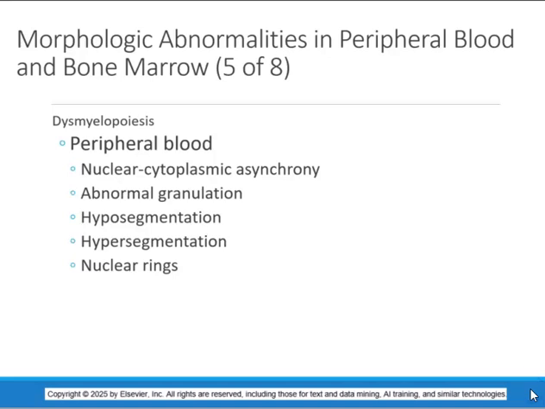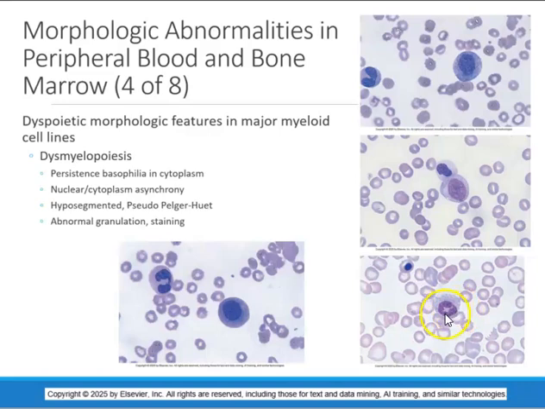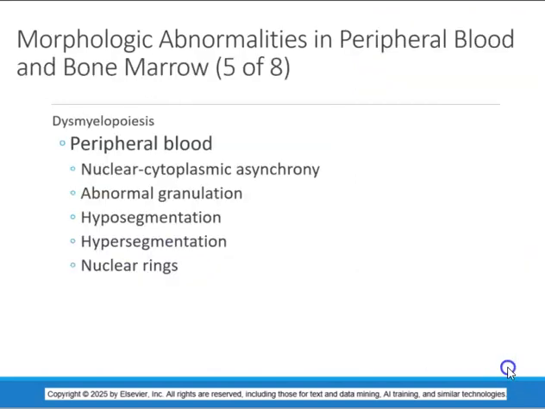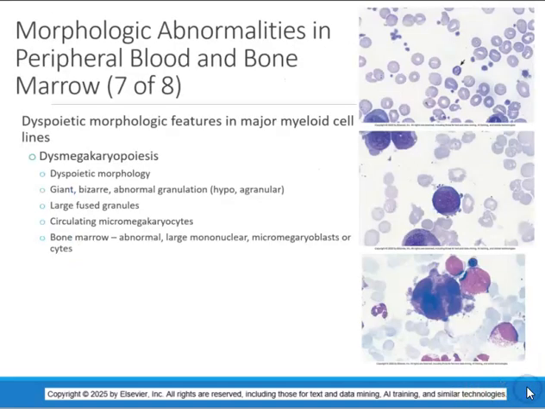So, to emphasize, in the peripheral blood there's nuclear cytoplasmic asynchrony, abnormal granulation, and hyposegmentation. And we do see hypersegmentation, so in other words, more than 5 lobes, like 6 or more lobes. And then that nuclear ring we were just looking at. See the nuclear ring in the one at the bottom right. The bone marrow, same kind of thing going on. We're seeing the nuclear cytoplasmic asynchrony. The staining is not right because the cells don't have what they're supposed to, because the granules are messed up. Auer rods could be questionable, might not be seen. Again, the segmentation issues and the ring nucleus that we'll see.